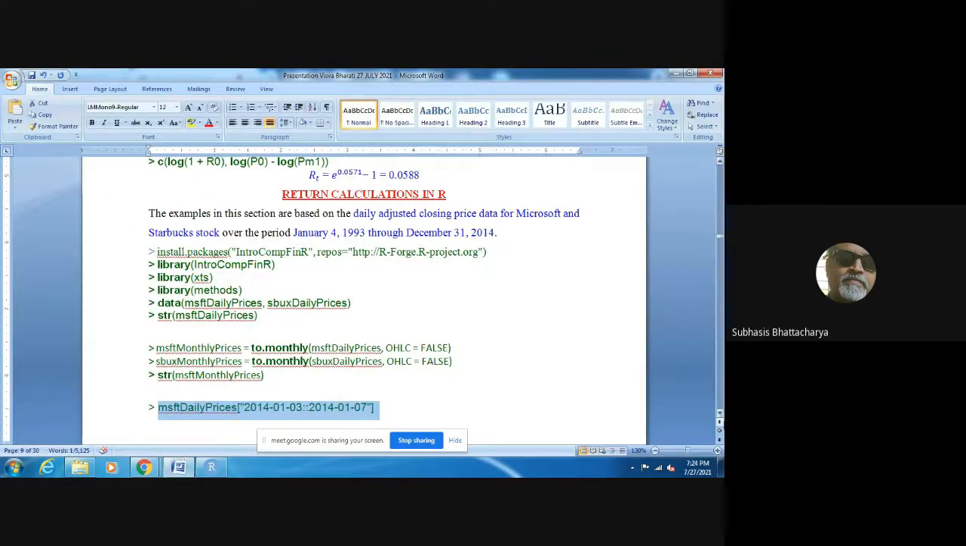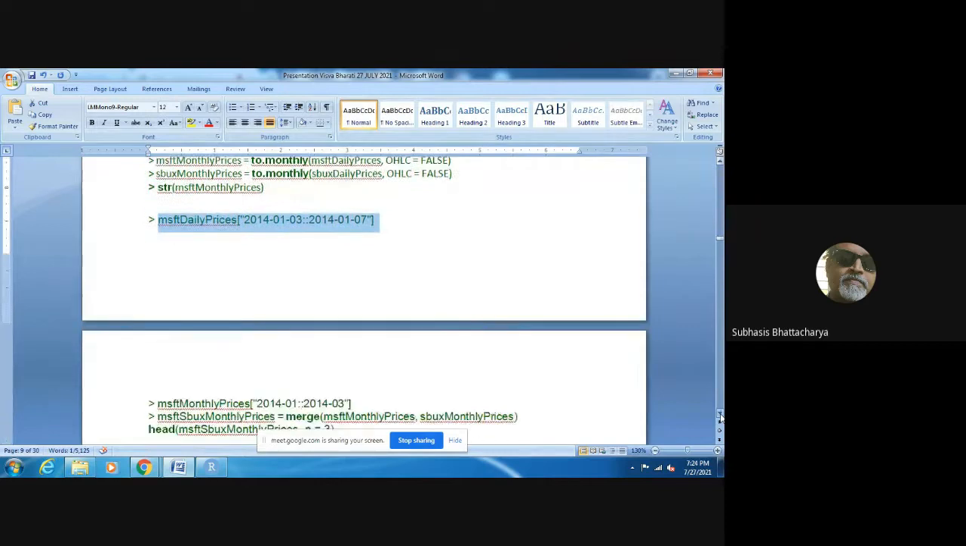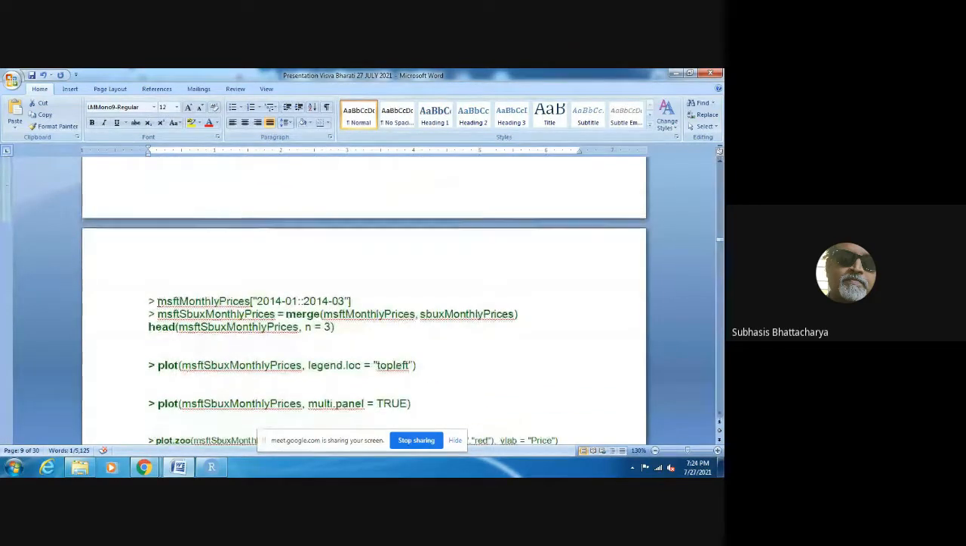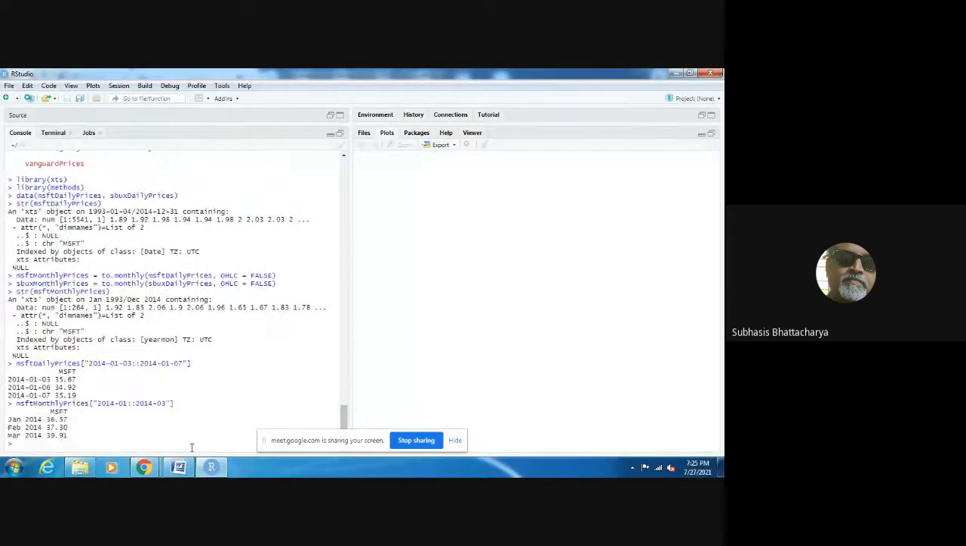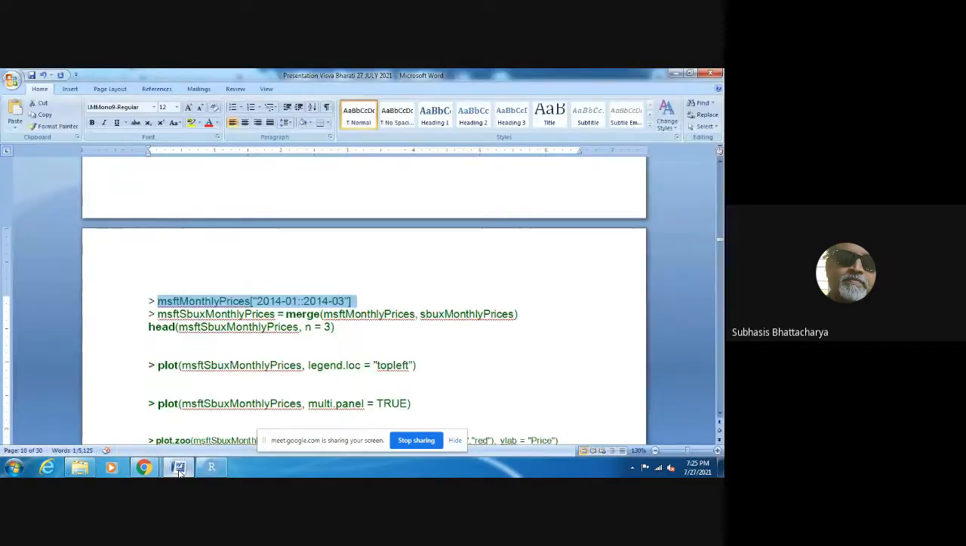You can see any of these by choosing the dates here. It is the same for monthly data; those were the daily prices. So it is January, February, March, and the Microsoft values are these. These are the monthly data. So the data is now transferred from the daily database to the monthly database, and we are confirmed about this.